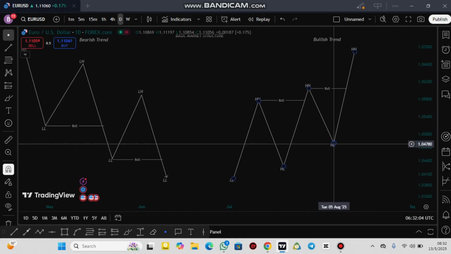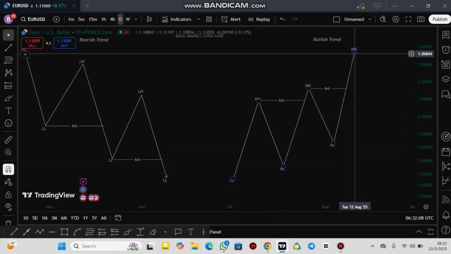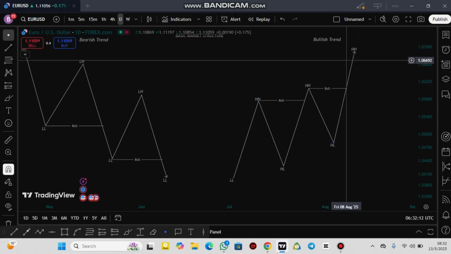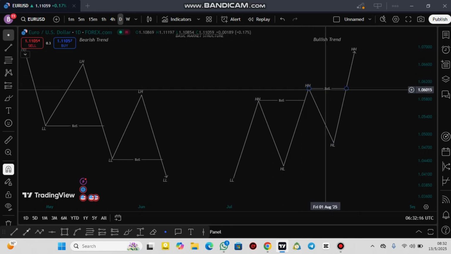So once you see the respect of this higher low, you want to see a run up, right? A run up of price that gives you a new higher high and a violation of this previous higher high, giving you a break of structure to the upside.